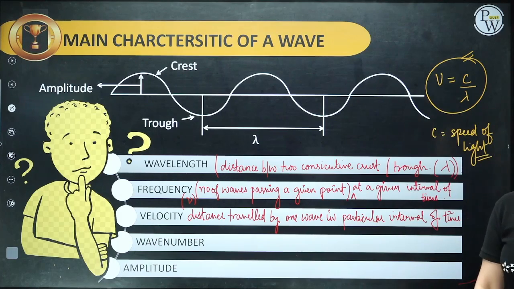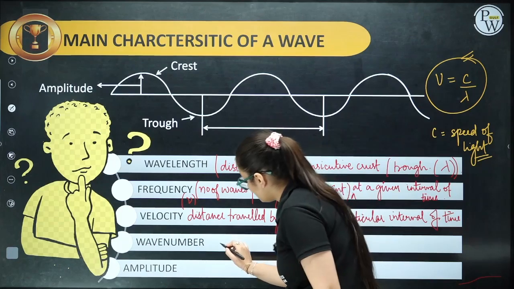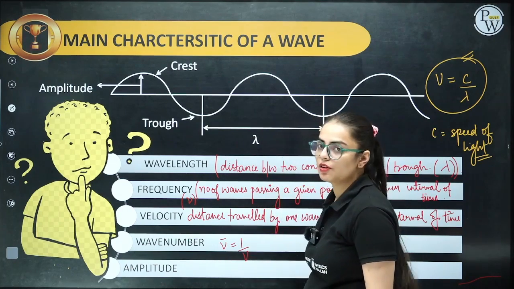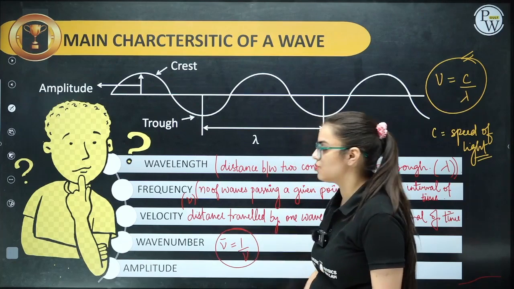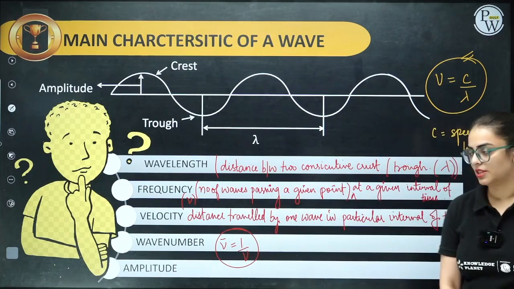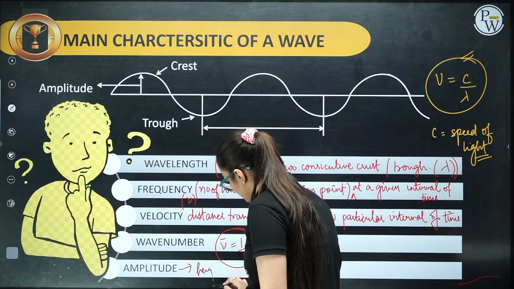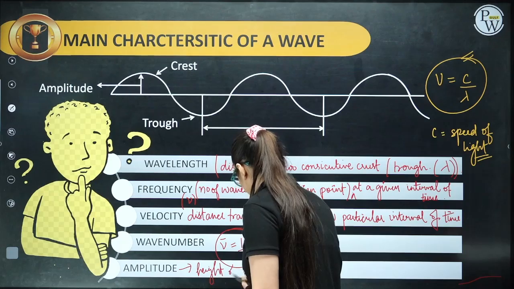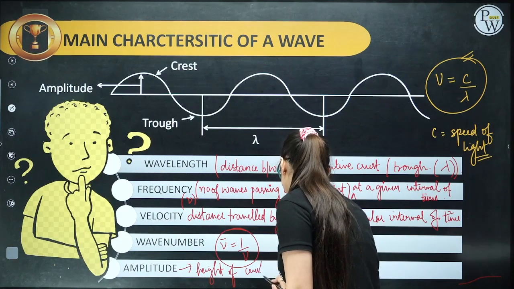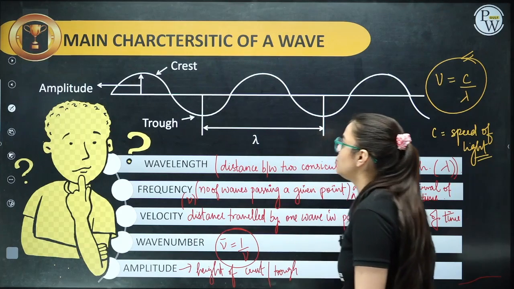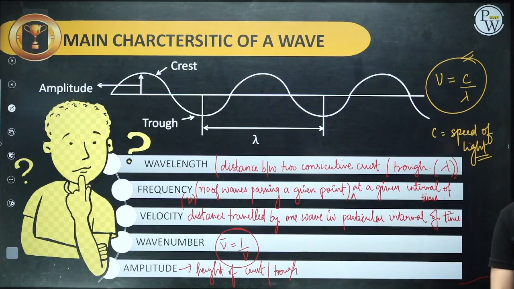Clear, guys? Now comes wave number. Very simple. Wave number is the number of waves passed in a certain interval of time. Wave number is 1 by frequency, students. Amplitude is basically the height of a crest or trough. So write down the characteristics of waves so that we can move on to the next topic of ours. Everybody please write it down.